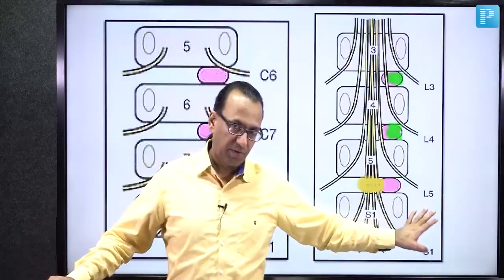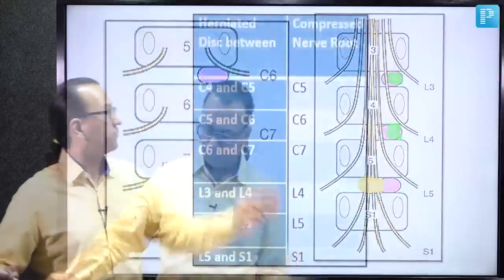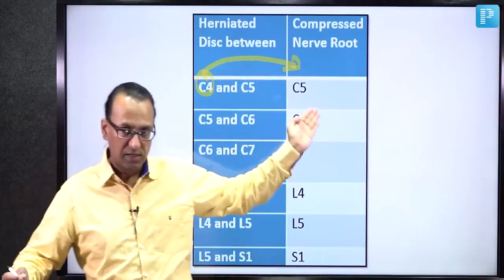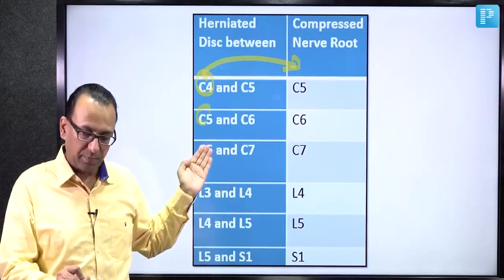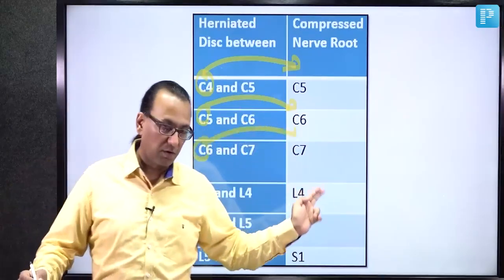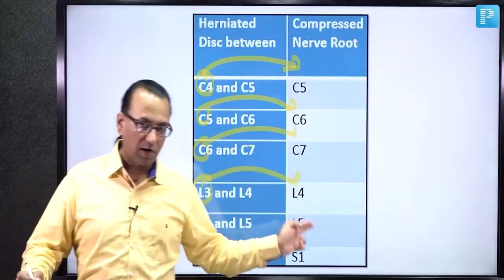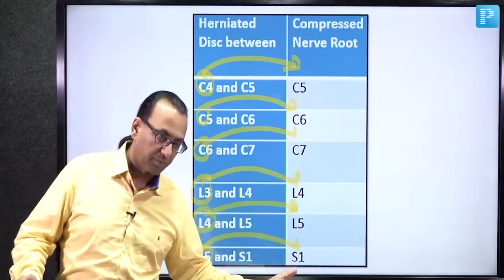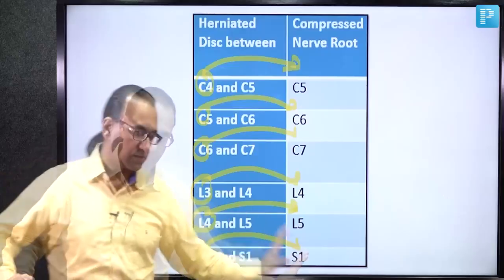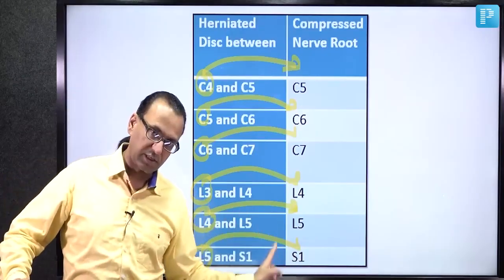Let me put this trick in a simple table now. It is very simple to remember. Upper vertebra +1, that nerve is involved. C4 +1, the C5 nerve is involved. So C5 +1, the C6 nerve is involved. Upper vertebra +1 nerve is involved. +1 means the next nerve is involved. L5 +1 is L6, but there is no L6 nerve, so it is the next nerve, which is the S1 nerve, that is involved.